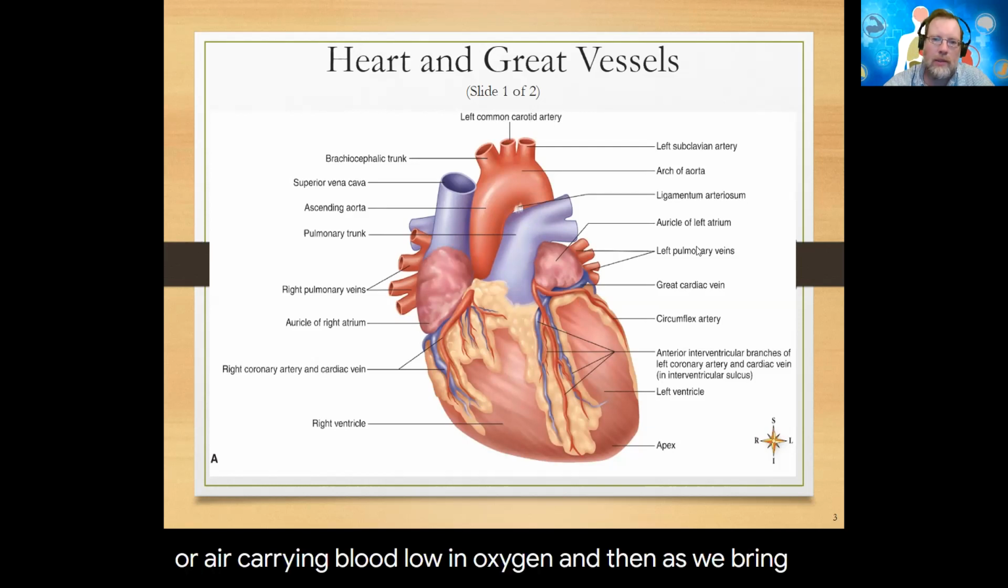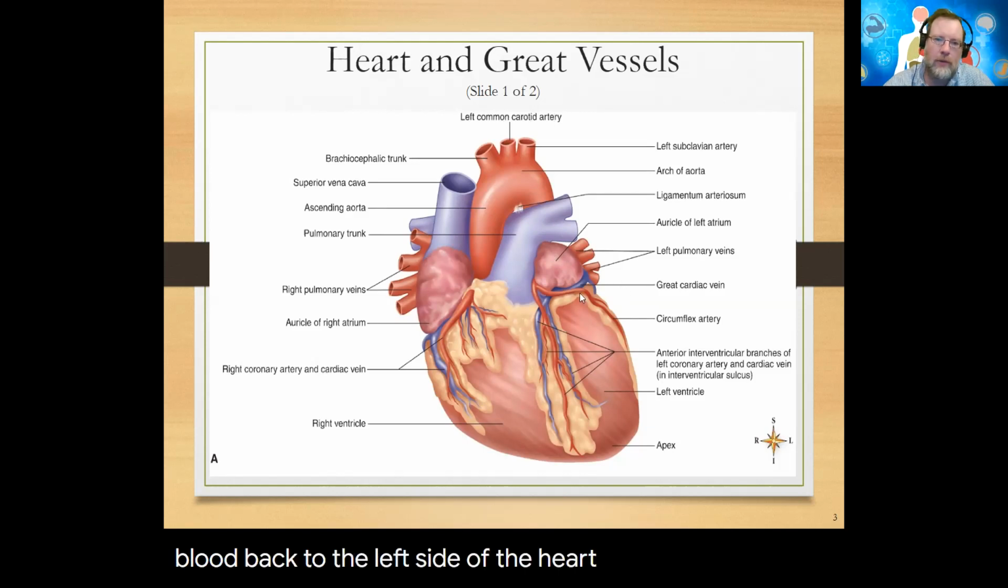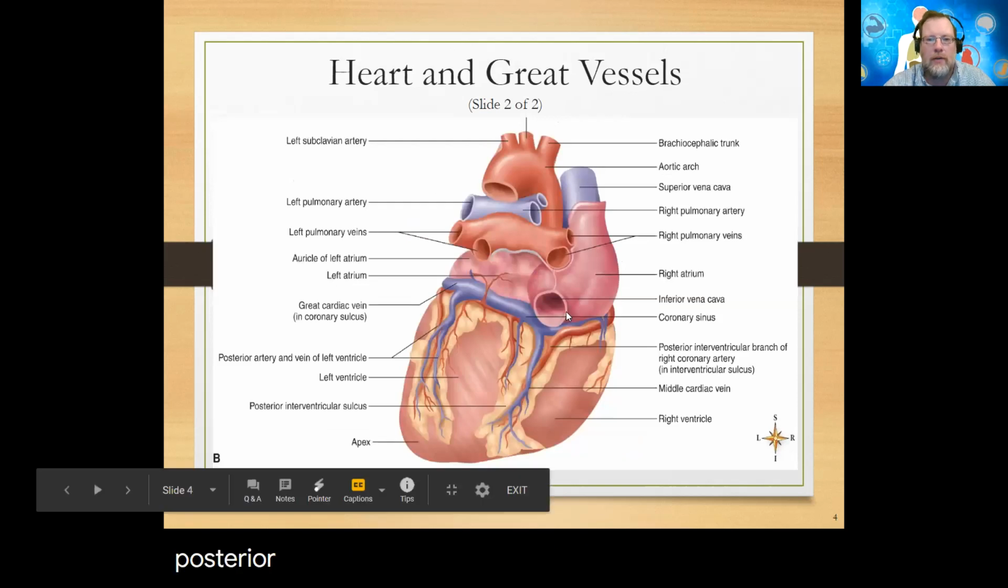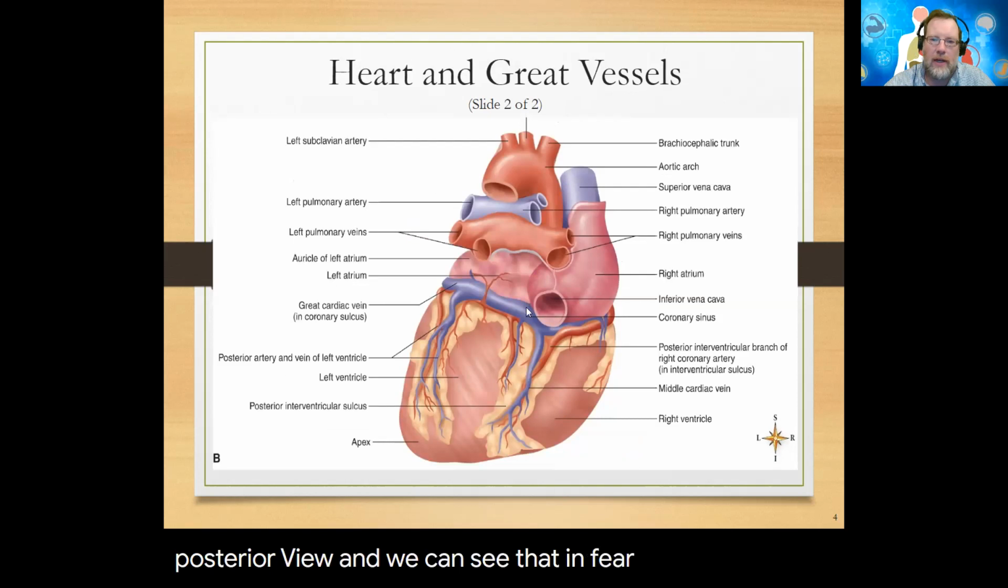Okay. And then as we bring blood back to the left side of the heart from the lungs via the pulmonary veins, we're going to enter into that left atrium, pass through the mitral or bicuspid valve down into the left ventricle, and then out through the aortic valve and out into the aorta. So we see a posterior view, and we can see the inferior vena cava and the superior vena cava, both running right into that right atrium. And then again, we can see the left pulmonary veins coming in and dumping into the left atrium.